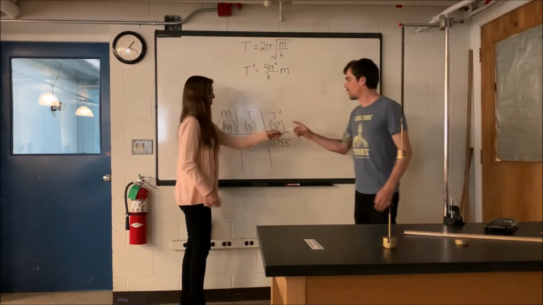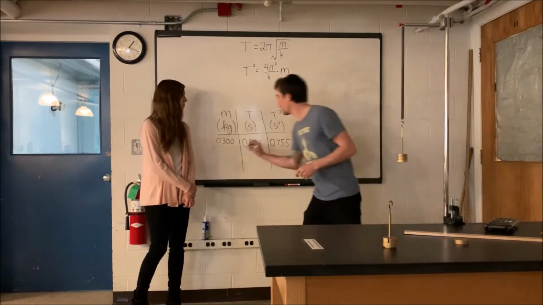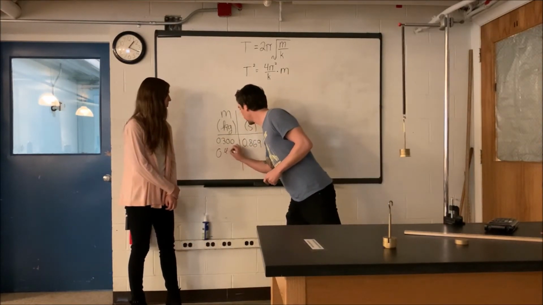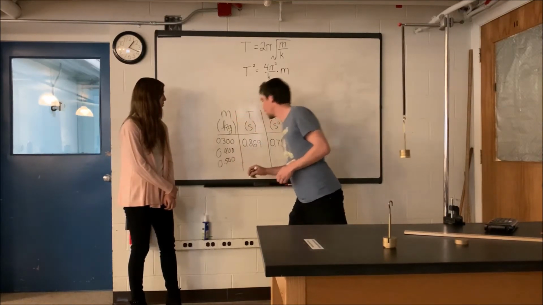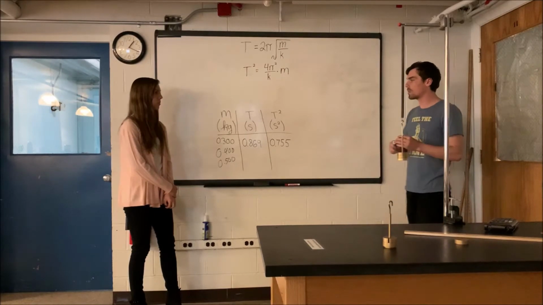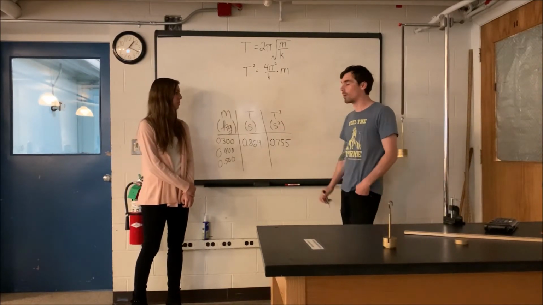Okay, so off screen, I'm going to make 2 more measurements. And so I'm going to do 0.4 and 0.5 kg. So on the data sheets, we'll give you the period and T squared for those experiments.